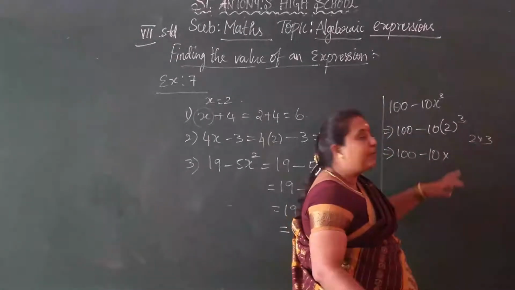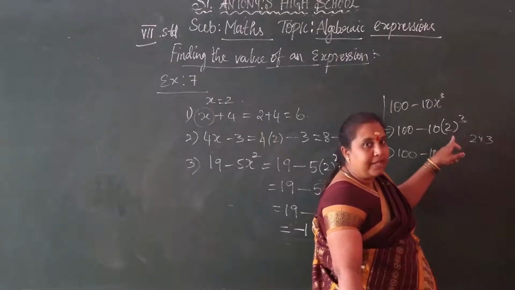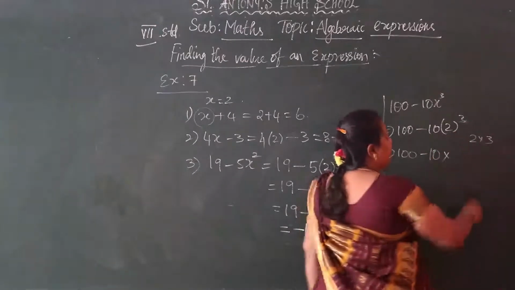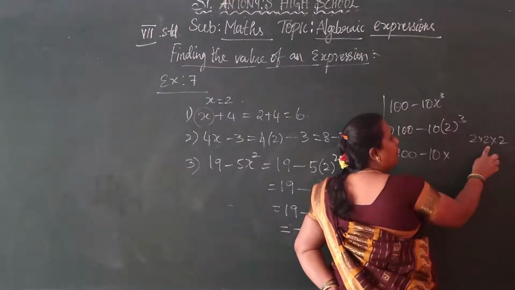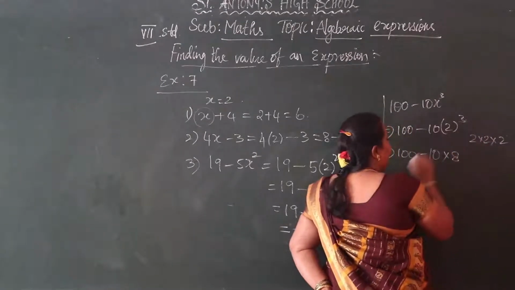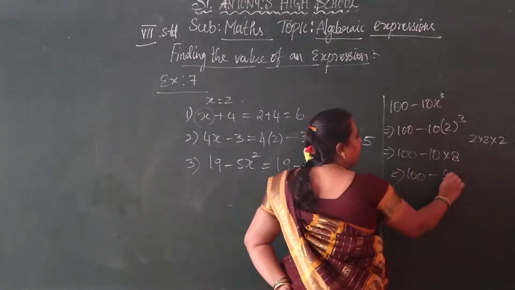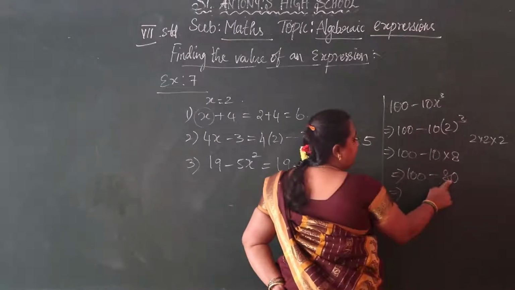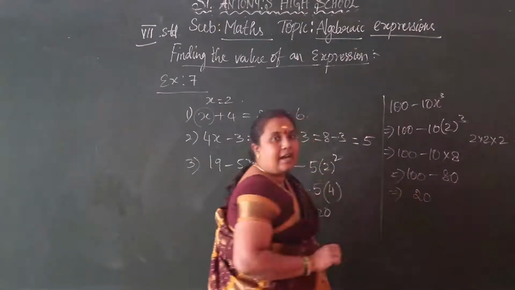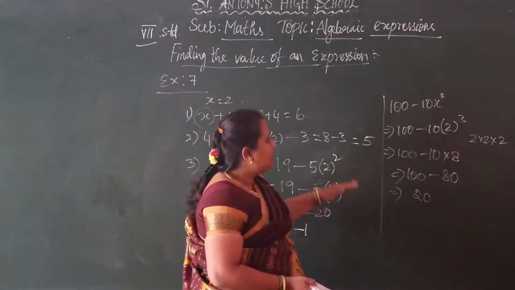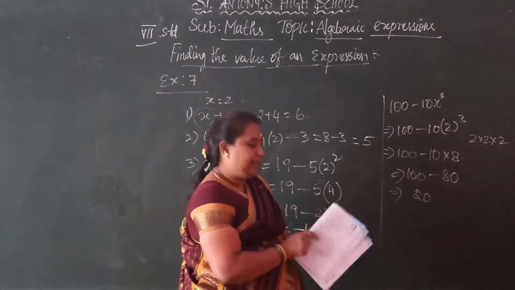Okay, so this exponent shows how many times we have to multiply the base number. So that is 2 into 2 into 2. So 2 2s are 4, 4 2s are 8. So that is 100 minus 10 8s are 80. So 100 minus 80, 20. So bigger number sign plus. So that is understood. Okay, children. So this is the way of finding the value of the given expression.